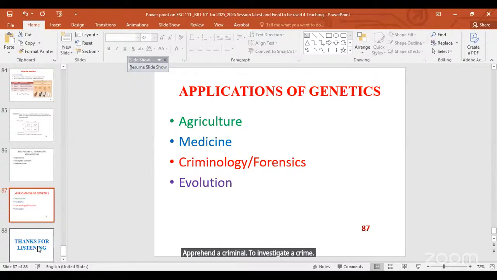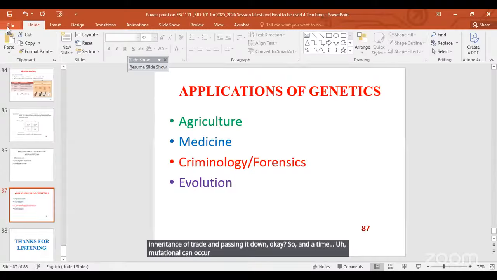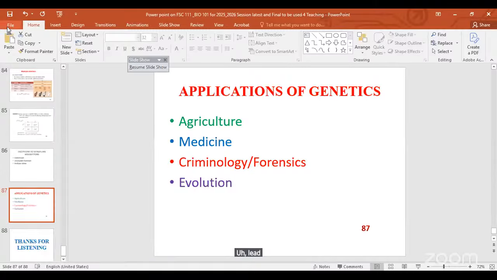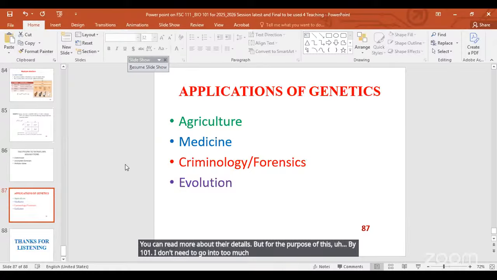Also in evolution, we ought to know that evolution is based on inheritance of traits and passing them down. At times, mutation can occur, which can also lead to evolution. So all these are applications of genetics. You can read more about their details, but for the purpose of this Bio 101, I don't need to go into too much detail.